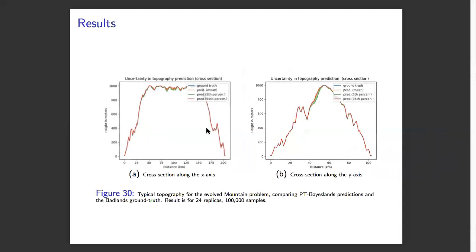And you could see that the predictions are very much close to the actual ground truth, which means that we have found one of those suboptimal or optimal peaks in the rainfall or the erodibility.